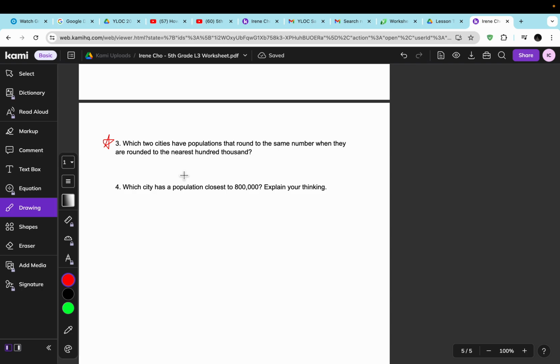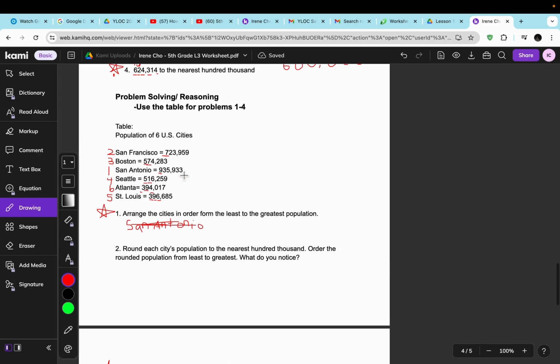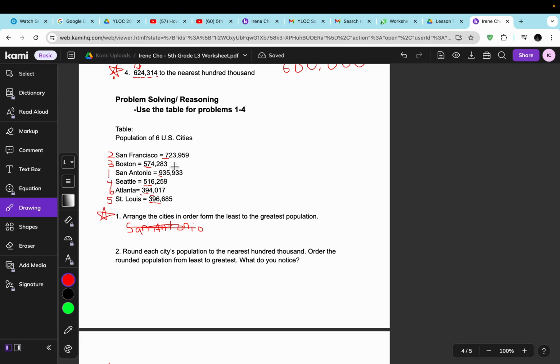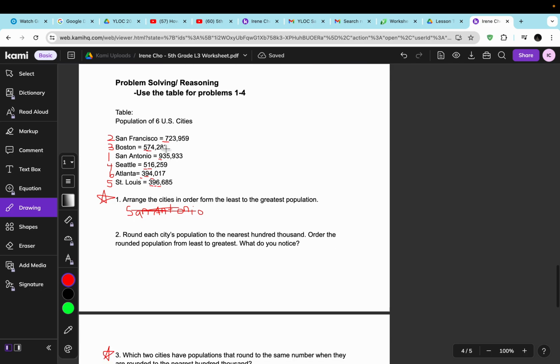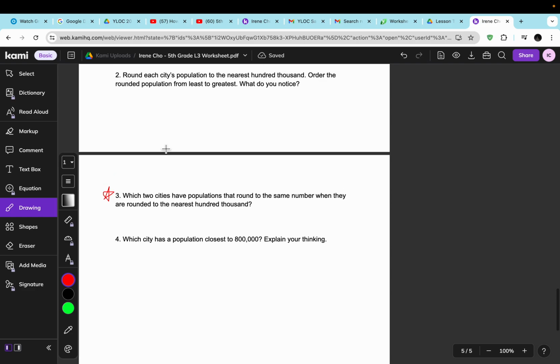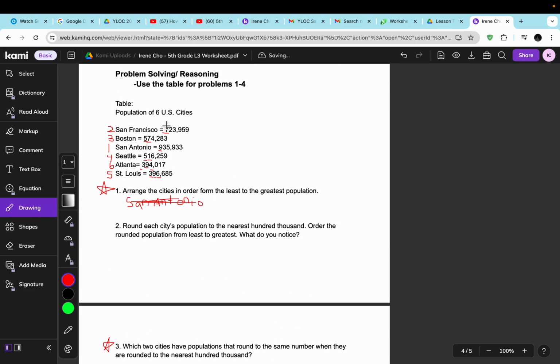Which 2 cities have populations that round to the same number when they are rounded to the nearest 100,000? For this question, I'll just round all the populations. So 723,959. We look at the digit afterward, and it's a 2. So the number will be 700,000 because the 2 is lower than 4, so it will go down.